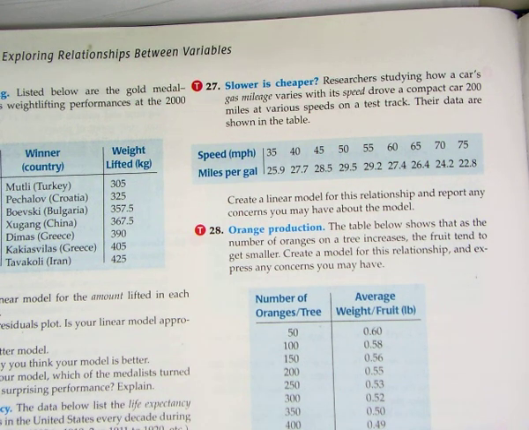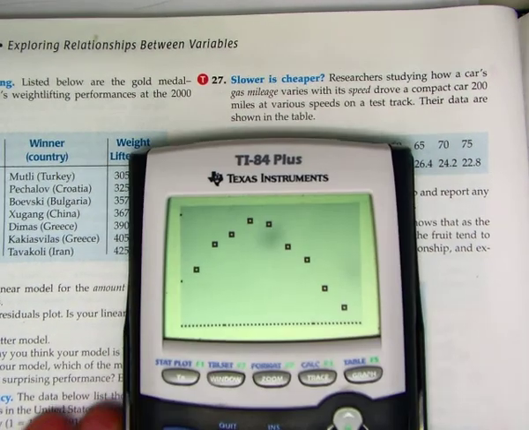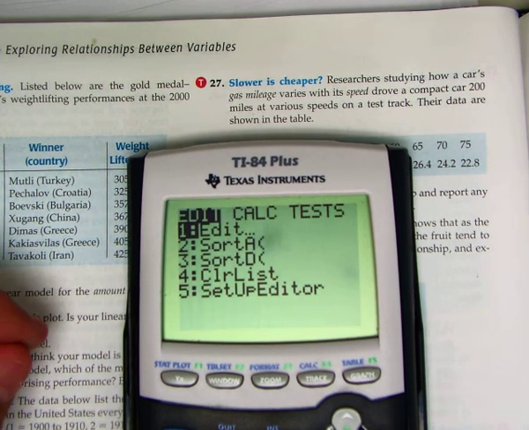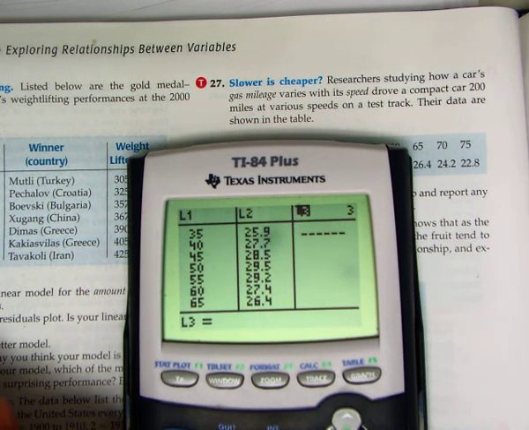Alright, so in this problem we have speed versus miles per gallon. When you graph those you get this right here. So obviously we've got to try to go up the ladder of powers. Let's see what happens if we square L2.